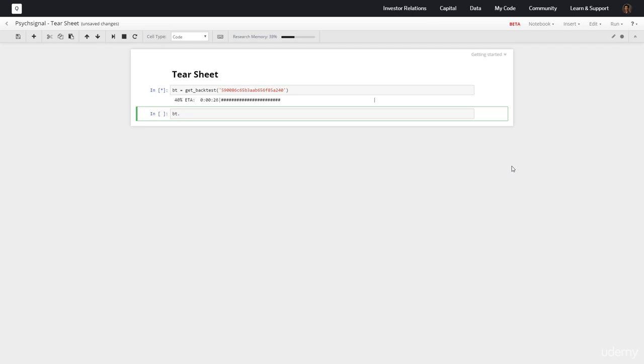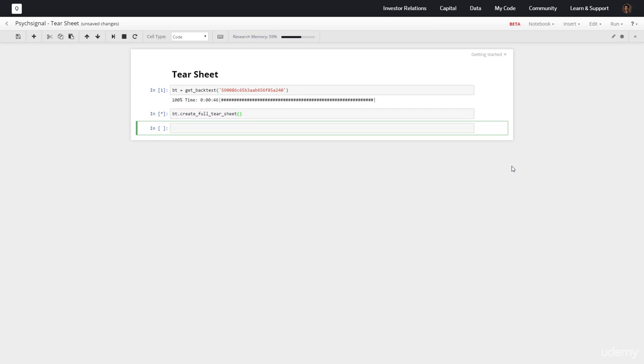The full tier sheet uses a built-in API that Quantopian provides, called PyFolio. What it does is analyze, basically like an X-ray of your algo strategy. Much like your body when you go through a health checkup, it looks at many so-called dimensions of your algo and sees how it performs under different scenarios. So now that that's loaded, we're going to create a full tier sheet and just run it and see.